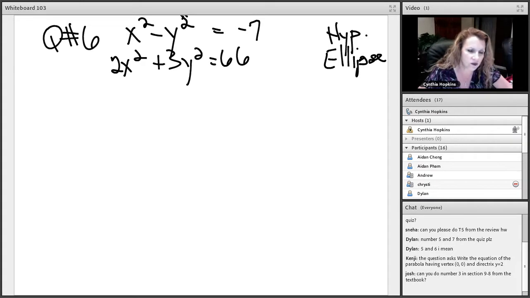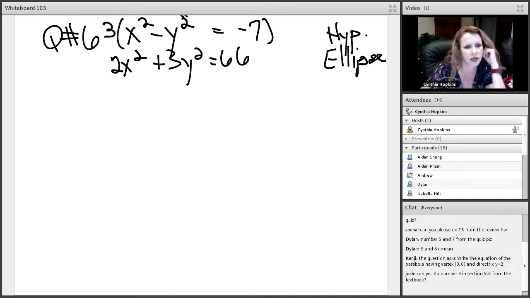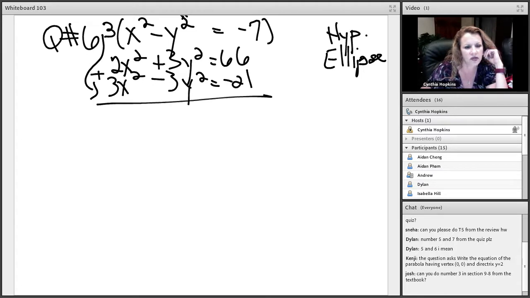Okay, so I can get rid of either the x squares or the y squares. However, because one of the coefficients of y squared is negative and the other is positive, that's the one I'm going to choose. So I'm going to multiply this first equation through by 3. Let's go ahead and do that and bring it down here. So I get 3x squared minus 3y squared equals negative 21. And now I'm ready to add those two equations. That gives me 5x squared. My y squares cancel completely, and I get equals 45.